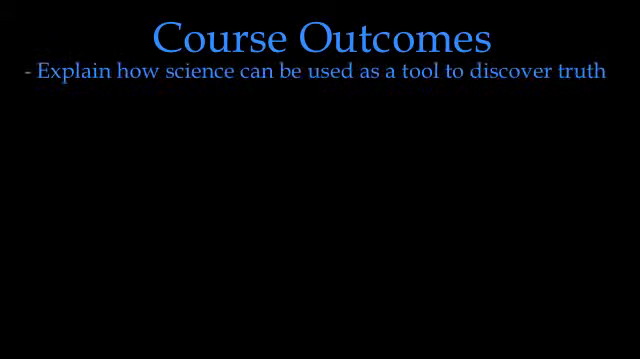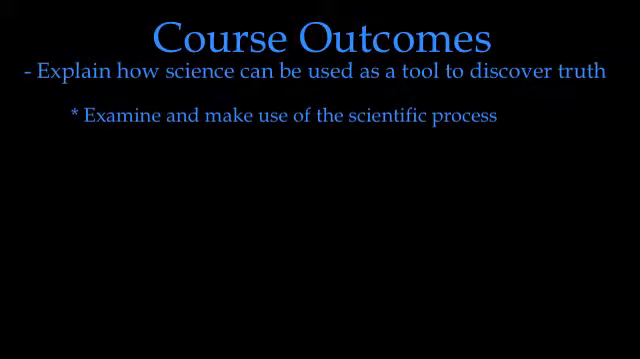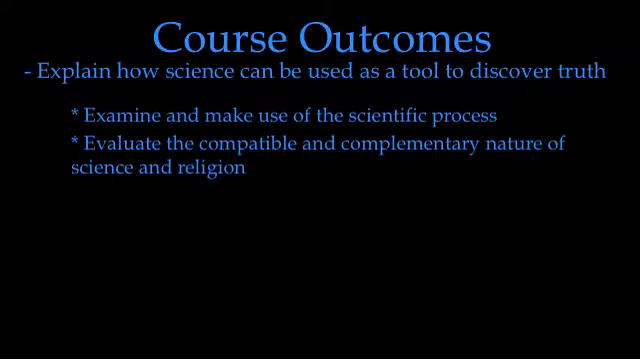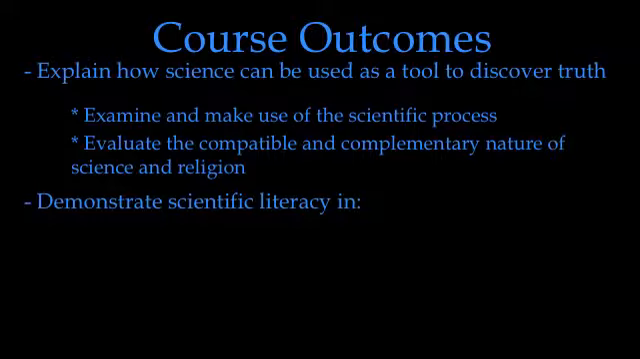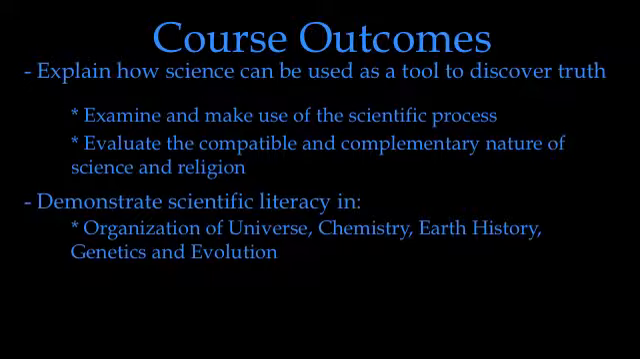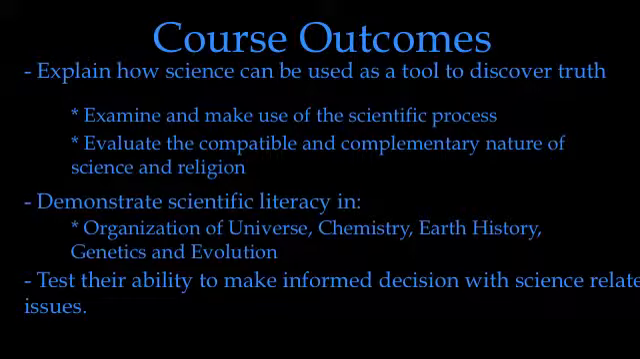The following objectives have been identified for the course. First, students will be able to explain how science can be used as a tool to discover truth. Students will examine and make use of the scientific process, as well as evaluate the compatibility and complementary nature of science and religion. Second, students will demonstrate scientific literacy in the following areas: organization of the universe, chemistry, earth history, genetics and inheritance, and evolution. Finally, students will test their ability to make informed decisions with science-related issues and problems.